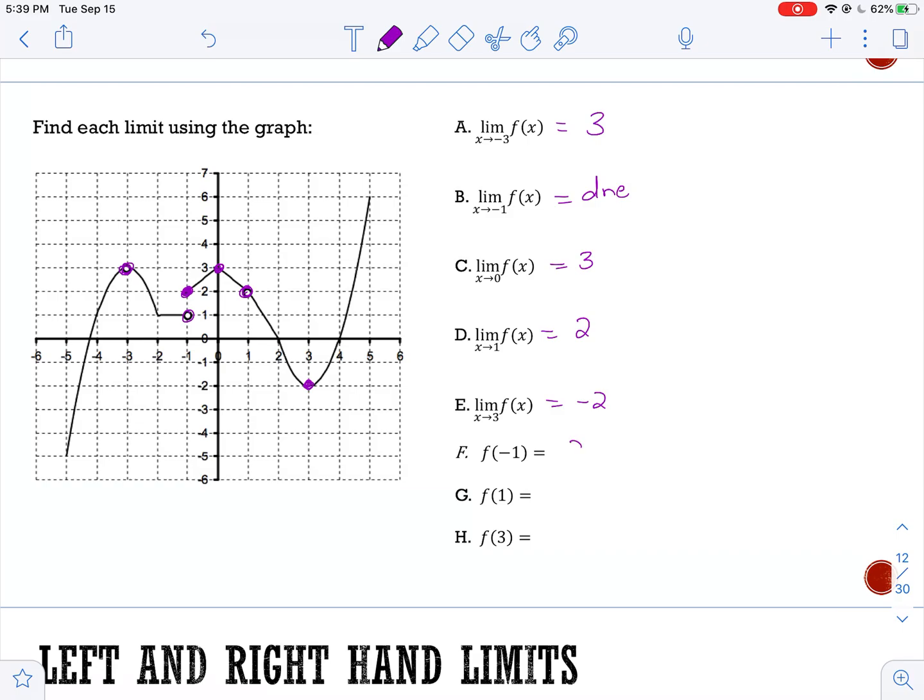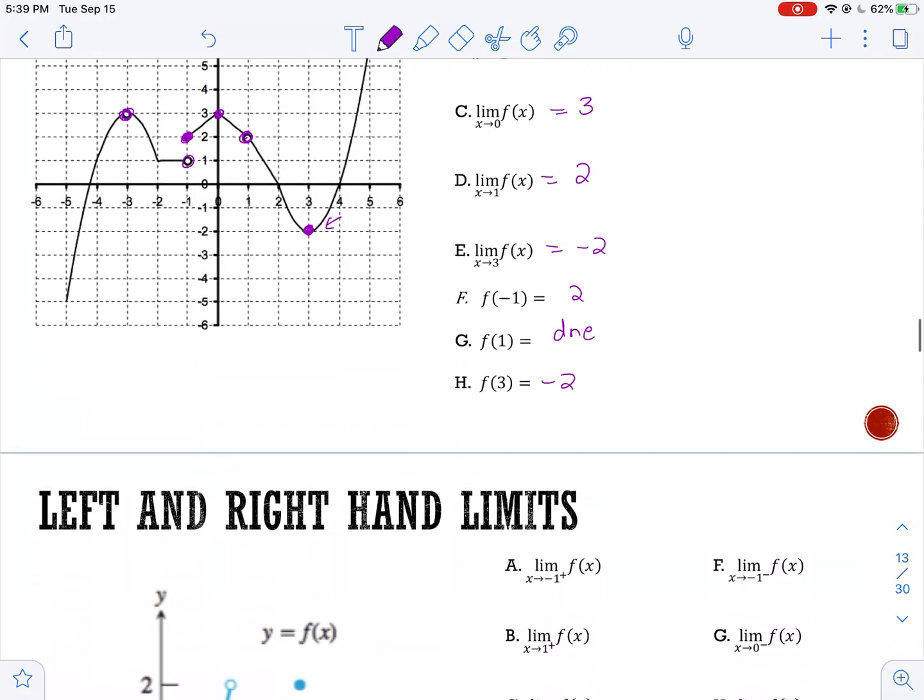F at -1, the actual function value, the closed circle, is at a height of 2. F at 1 does not exist because there is no closed circle at 1. And then F at 3 is this value right there, which is -2.